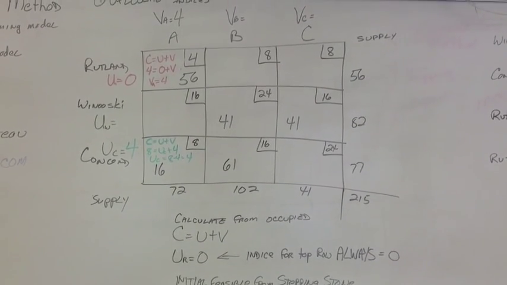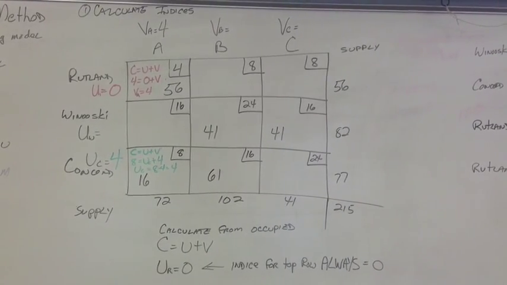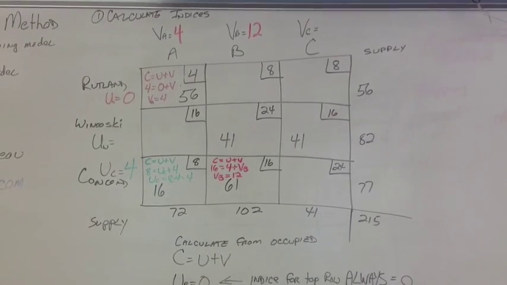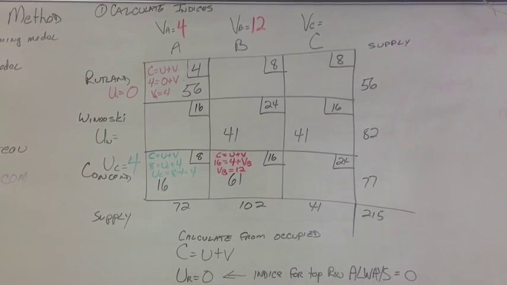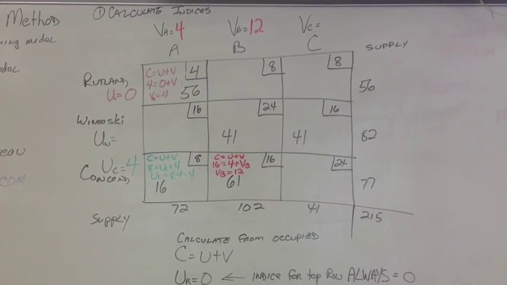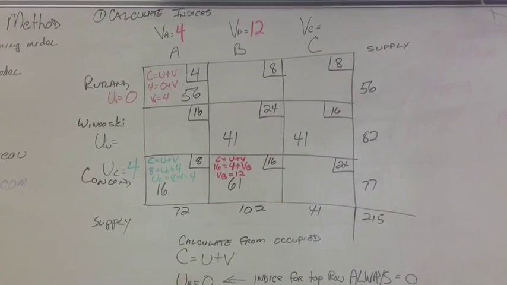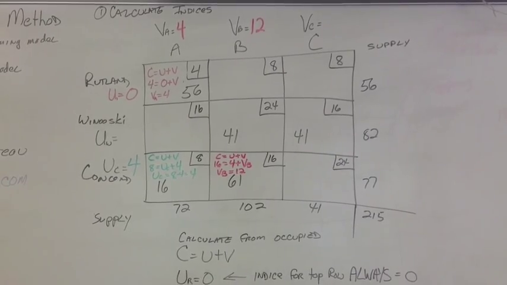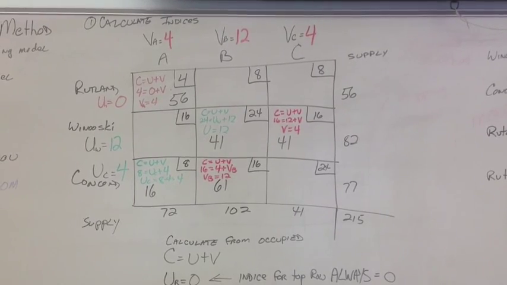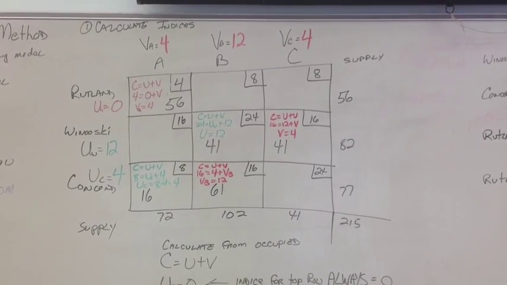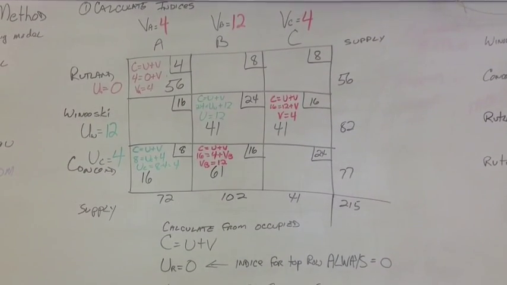Now you see that I can use my U sub C to figure out my index for B, and I'll do that. I've gone through and done Concord to Big Budget, or B. From there I can figure out the index for V sub B, which is 12. Next I can calculate the index for Winooski, and I'll do that next. Again, I did Winooski to Big Budget. From there, I was able to do Winooski to the Comfy, and now I have all of my indices.